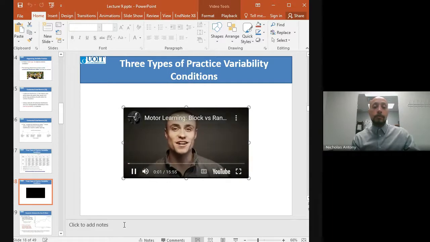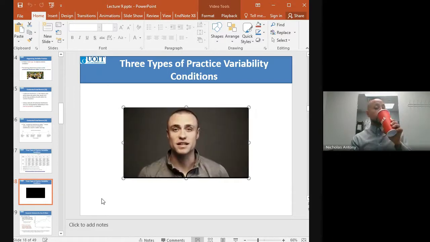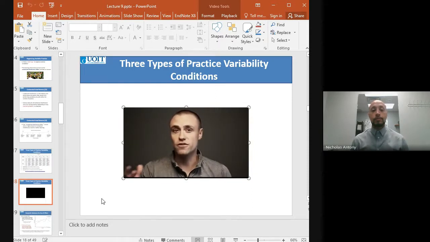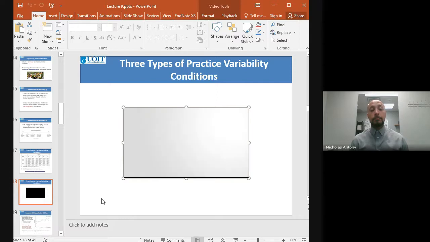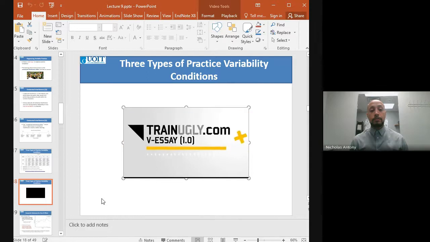Motor learning is the study of how people acquire skill through practice. There's a massive gap, though, between what this science says and the way that we coach. Our mission at Train Ugly is to change that. So today we're going to be talking about block versus random practice and how to apply some scientifically proven principles to improve the effectiveness of practice. Let's do it. Hey, go, go, hey, go, go.